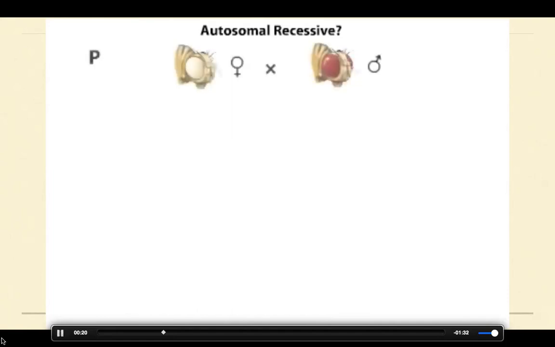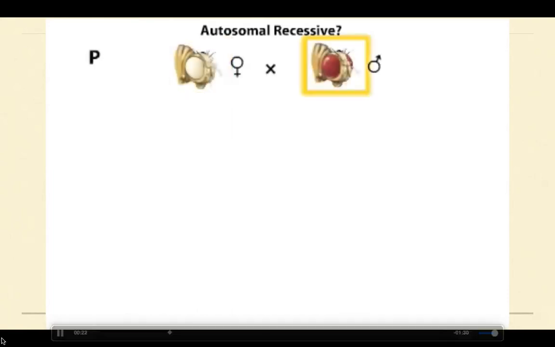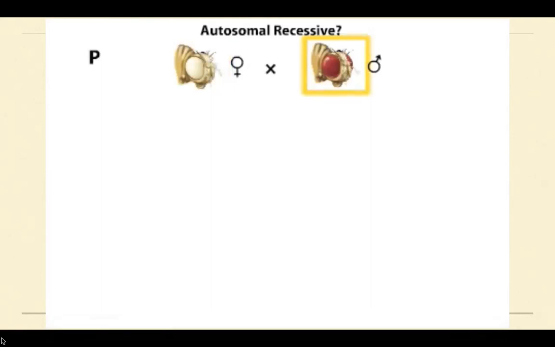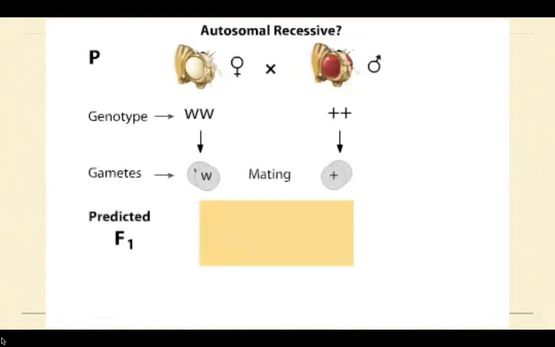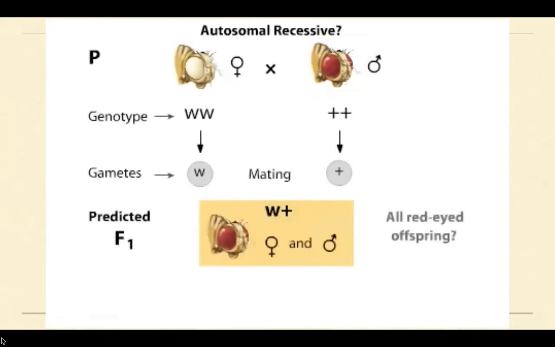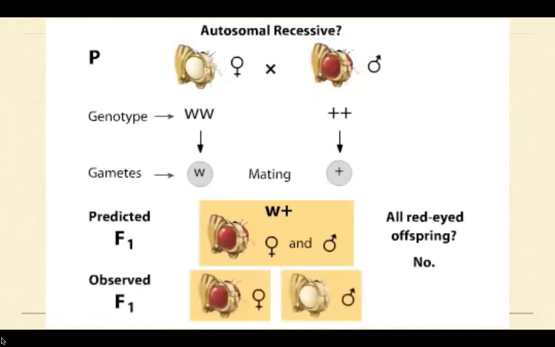Pure breeding white-eyed females and pure breeding red-eyed males. If female eggs carried the recessive white eye allele on an autosome and male sperm carried a dominant red eye allele, the mating should have produced all heterozygous red-eyed progeny, males and females alike. Did that happen? In fact, all of the females were red-eyed, but all of the males were white-eyed. The mutant phenotype was apparently linked to the sex of the fly.